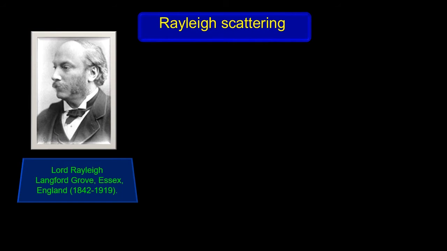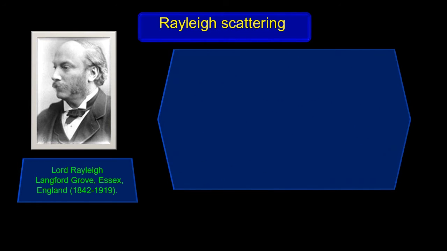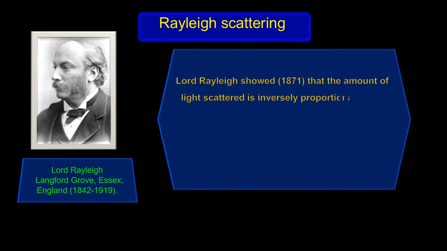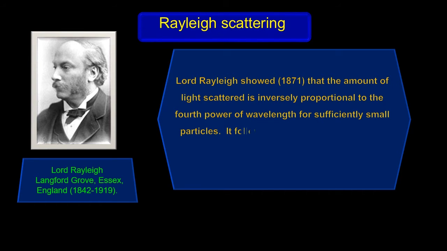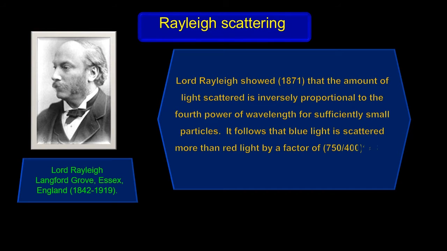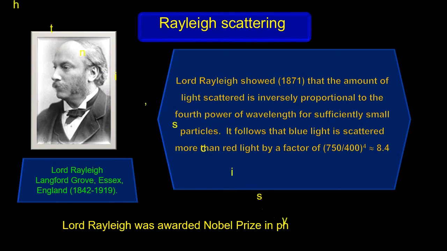Lord Rayleigh from Langford Grove, Essex, England, showed in the year 1871 that the amount of light scattered is inversely proportional to the 4th power of wavelength for sufficiently small particles. It follows that blue light is scattered more than red light by a factor of about 8.4. He was awarded Nobel Prize in Physics in the year 1904.